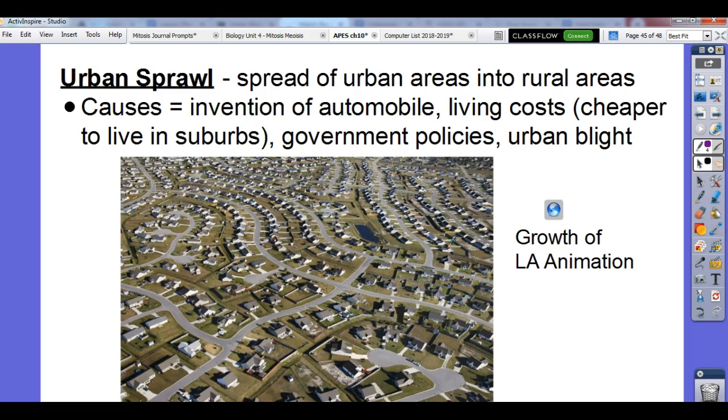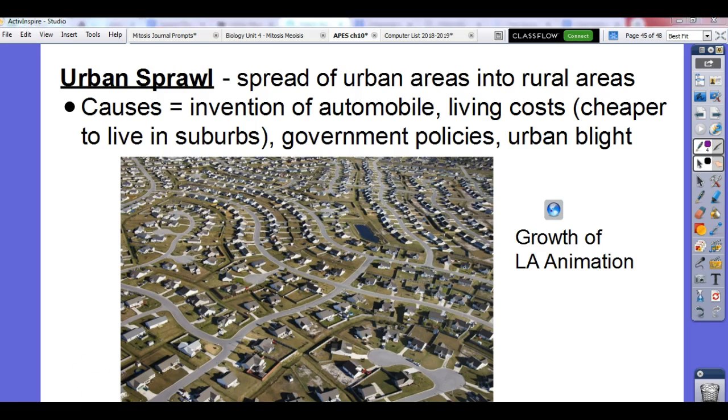Living costs, it's cheaper to live in the suburbs. So the urban area expands into the suburbs, okay? Or we make the suburbs, which are kind of part of the urban area. Government policies. So government puts policies on where people can live. So certain types of land people can live in for houses, certain types of land are only used for shopping, certain types of land are used for agriculture. So a lot of times what happens is the city runs out of land that can be used for people to live in. And then something called urban blight, which is a negative thing that we're going to talk about, and it's what happens to cities after a while.